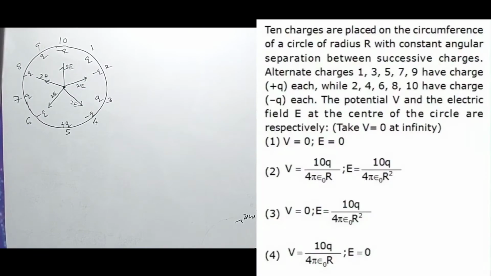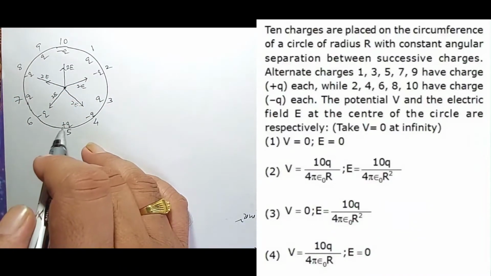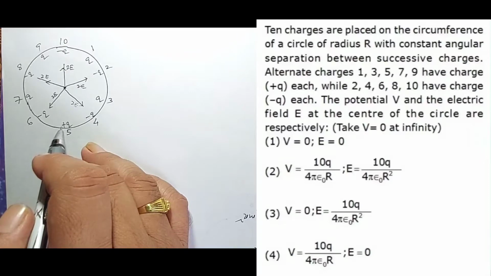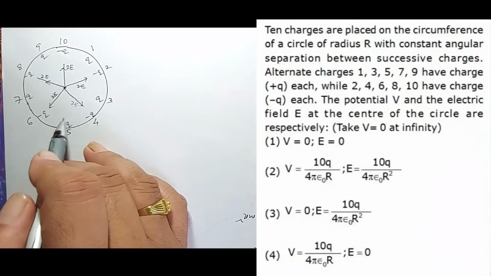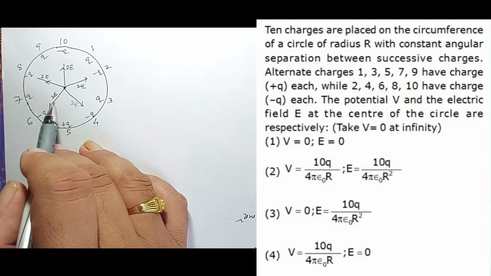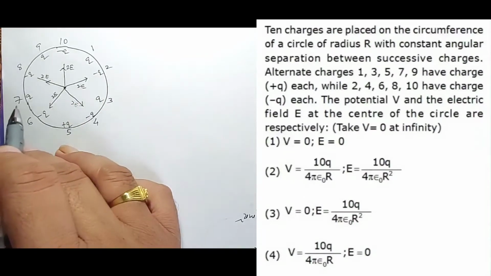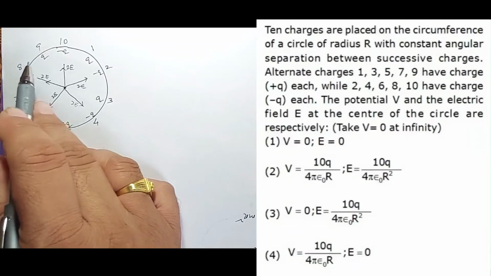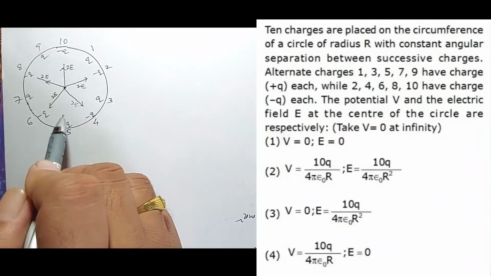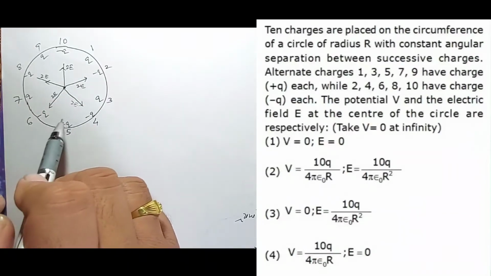So, let us take another problem. There are 10 charges placed on the circumference of a circle of radius r, with a constant angular separation between successive charges. Alternate charges 1, 3, 5, 7 and 9 have positive charges plus q each, and 2, 4, 6, 8, 10 have negative charges.